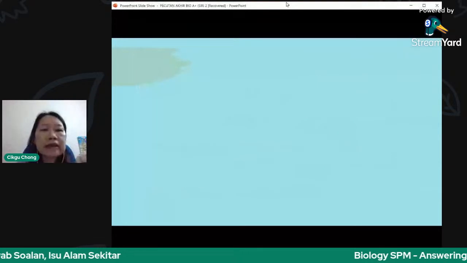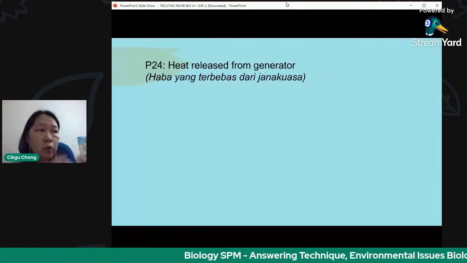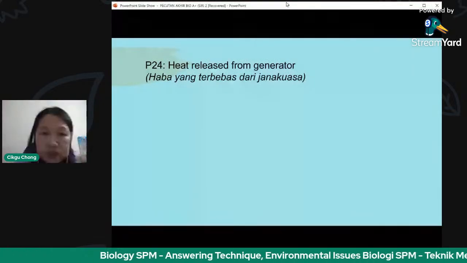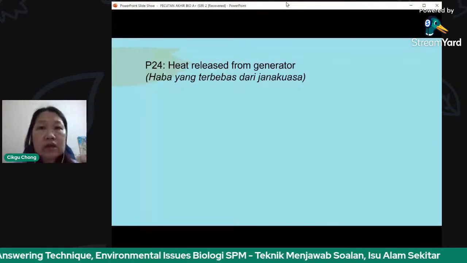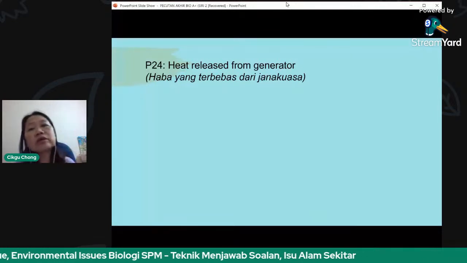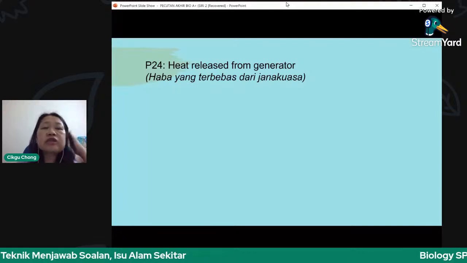Then next one, heat release from generator. You can see that when you need water to cool down the machinery, the water absorbs the heat from the machine and the water becomes hot. And then what do you do with the water? The water you pour back into the river. So it's going to increase the water temperature of the river.